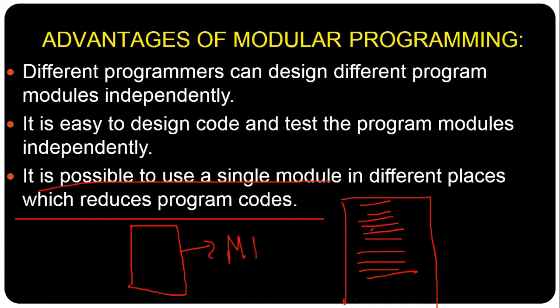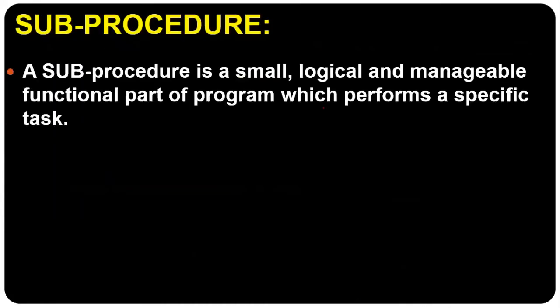Now let's move towards another slide, which is sub-procedure. So sub-procedure and function procedure, whatever you say, the definitions will always be the same, because both of them do the same work, but there is a slight difference which will come in the second point. So the first point says sub-procedure is a small logical and manageable functional part of the program which performs a specific task. Small logical manageable functional part means it will consist of certain lines of code, and those lines of code do a specific task. That is basically the meaning of this particular definition.